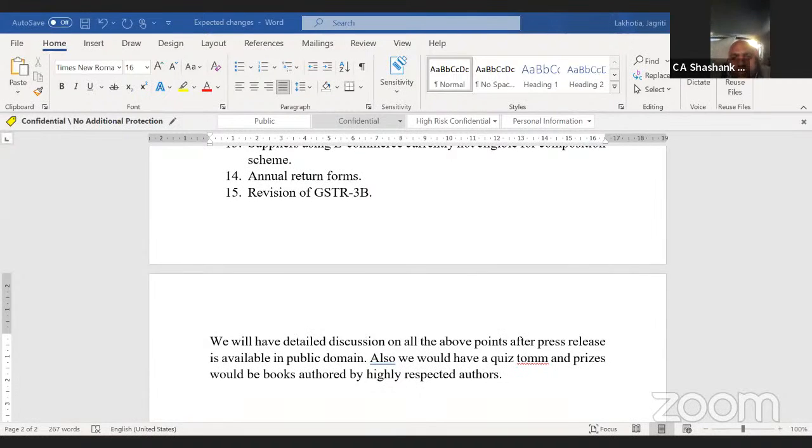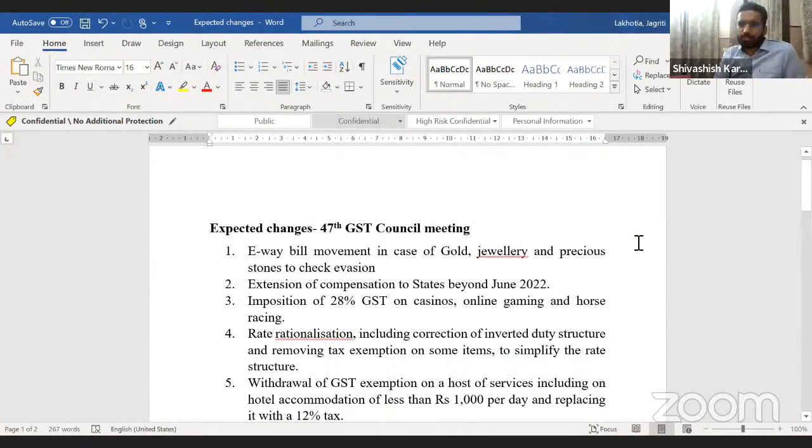So these are the highlights. These are the changes which are being expected on these points in the press release which is going to come out tomorrow evening only, after the conclusion of the GST Council meeting. First point: at present, there is no requirement of e-way bill in case of transportation of gold, jewelry, and other precious stones. States are going to be empowered to notify a particular threshold in case of intrastate movement, and e-way bill requirement is going to be generated for that.